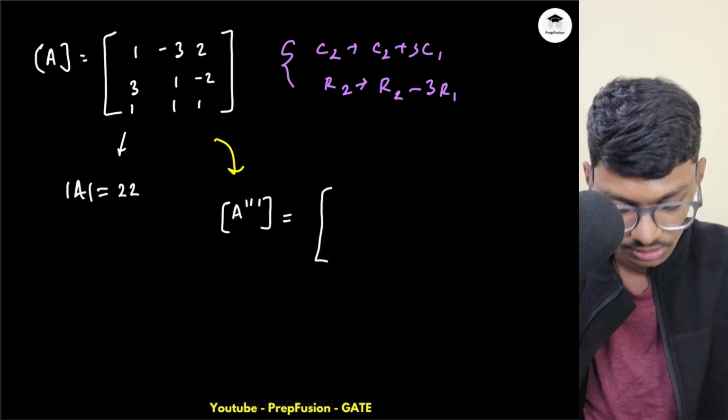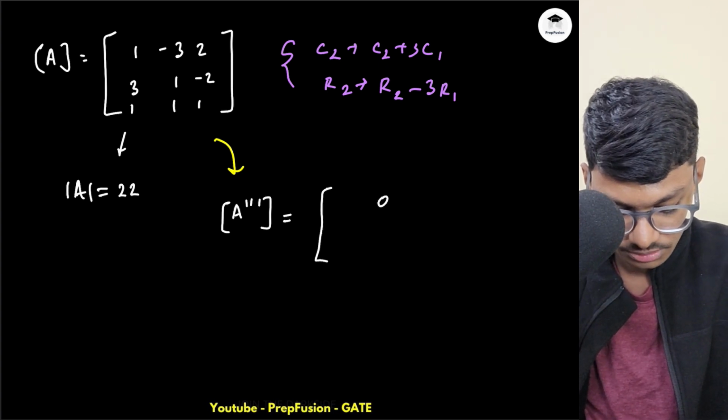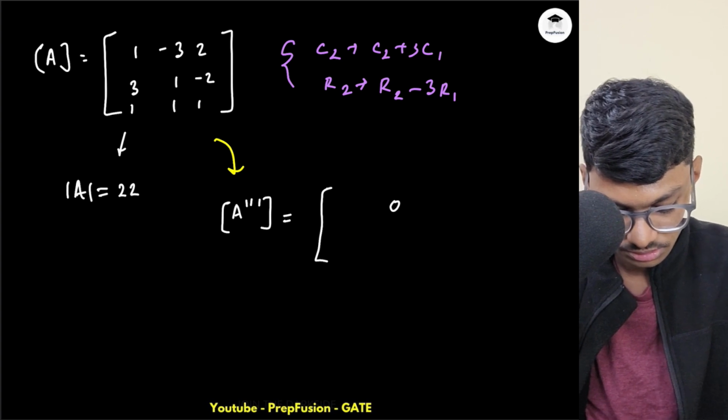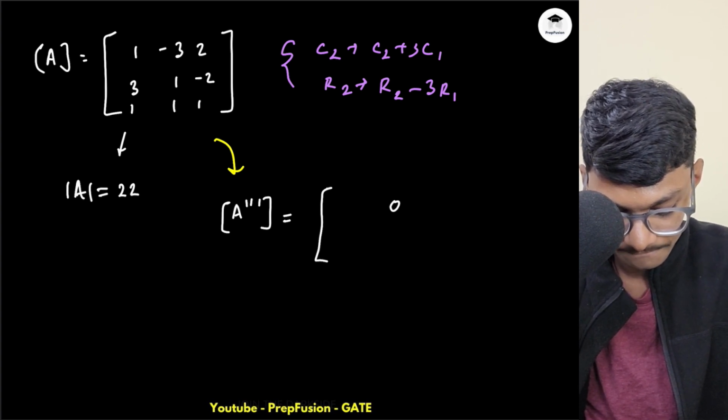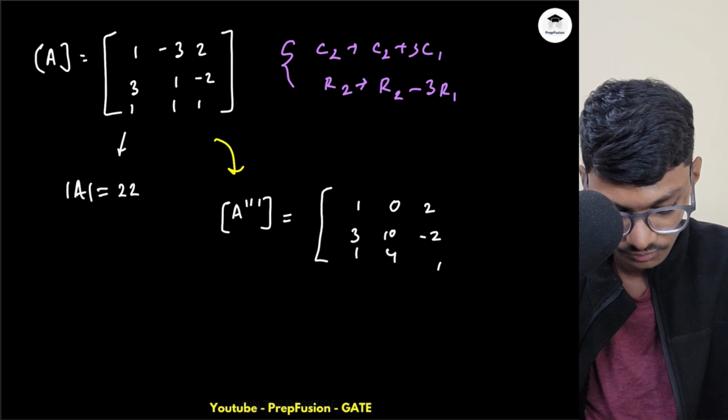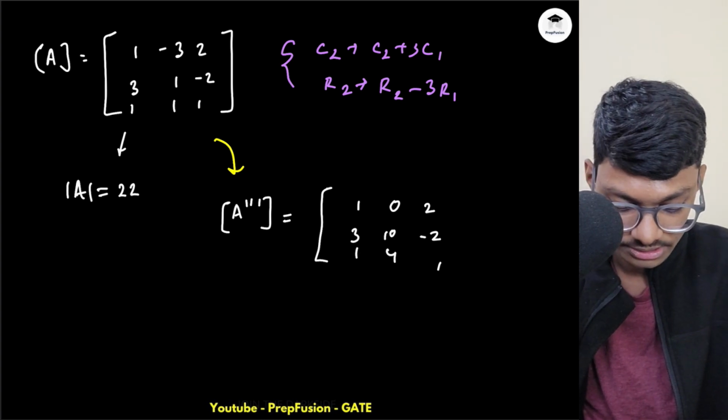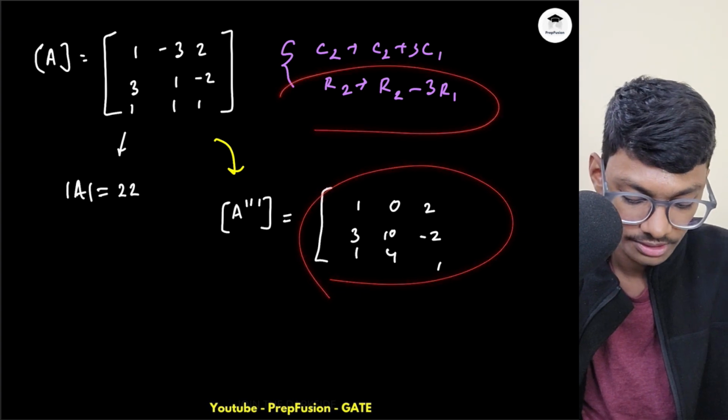So this will give me this. I'm adding 3 times this, so this is becoming 10 and this is becoming 4. This is not changing anyways, 2 and 1, and this is 1, 3 and 1. But at the same time, I'm also updating the row.